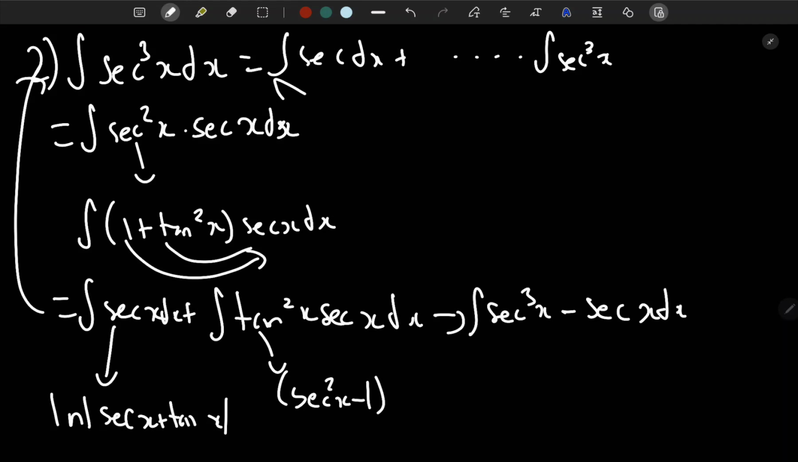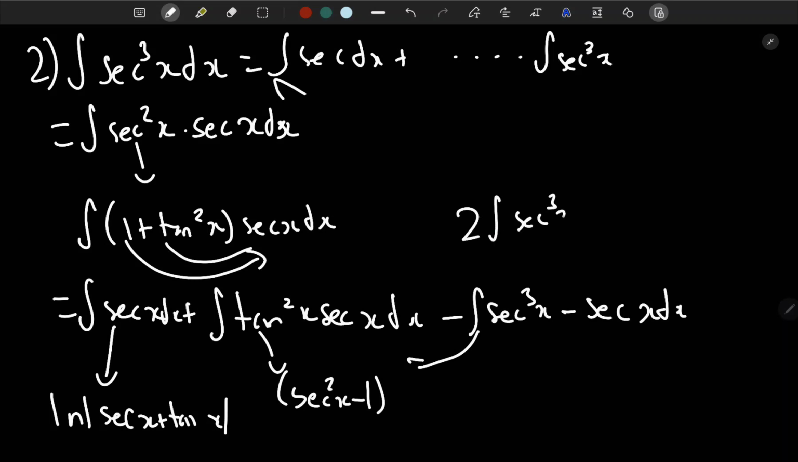We need to come up with another method, because the method that we are doing right now won't work out, since we will always have 0 on the other side and we won't have the integration of secant cube x. Actually, what we need to see is something like a minus, so that we can bring it to the other side. It becomes 2 times the integration of secant cube x, and then we can divide the other side by 2 and solve for the answer, the question.